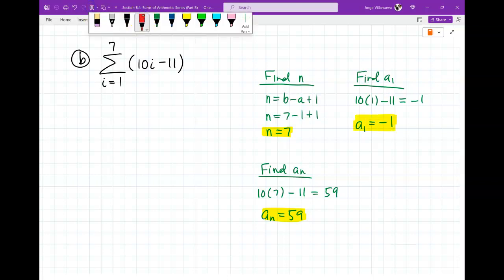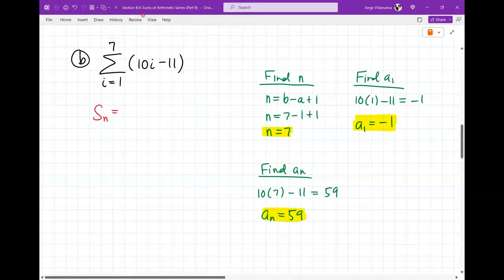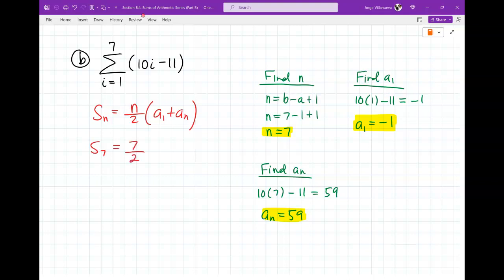Okay, so I'm highlighting the information we're going to need right there. So S sub n is equal to n over 2 times a sub 1 plus a sub n. So S sub 7, right? That's my n value. So I'm adding 7 terms. That's equal to 7 over 2 times a sub 1, which is negative 1, plus 59. 7 over 2, that's going to be times 58. Okay? And 58 divided by 2, that's 29. So it's 7 times 29.